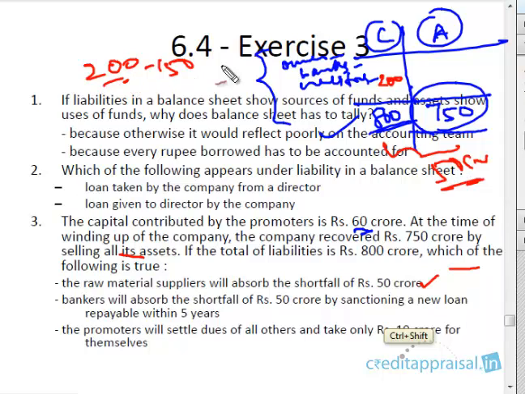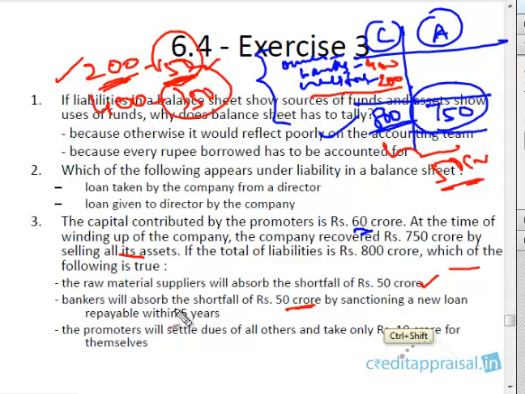The first option is, for example, if the creditors, the raw material suppliers, you are due to pay 200 crores to them, they will absorb the loss of 50 crores. So they will be paid only 150. Is this correct? Or bankers will absorb the shortfall of 50 crores. So for example, the banks have some outstanding of 400 crores. You're going to pay only 350 crores. So will they take only 350 crores? By sanctioning a new loan repayable within 5 years, maybe that 50 crores they will sanction as a fresh loan. Will they do that? Or promoters will settle dues of all others and take only 10 crores for themselves.